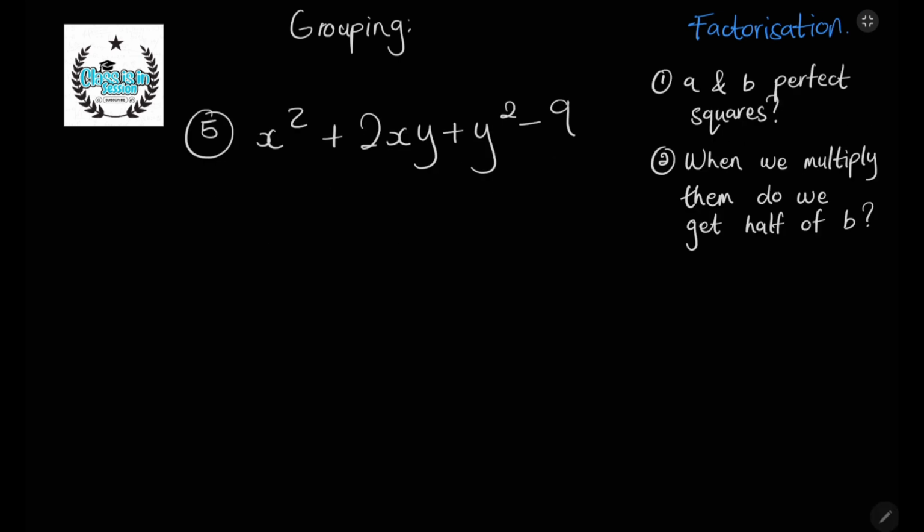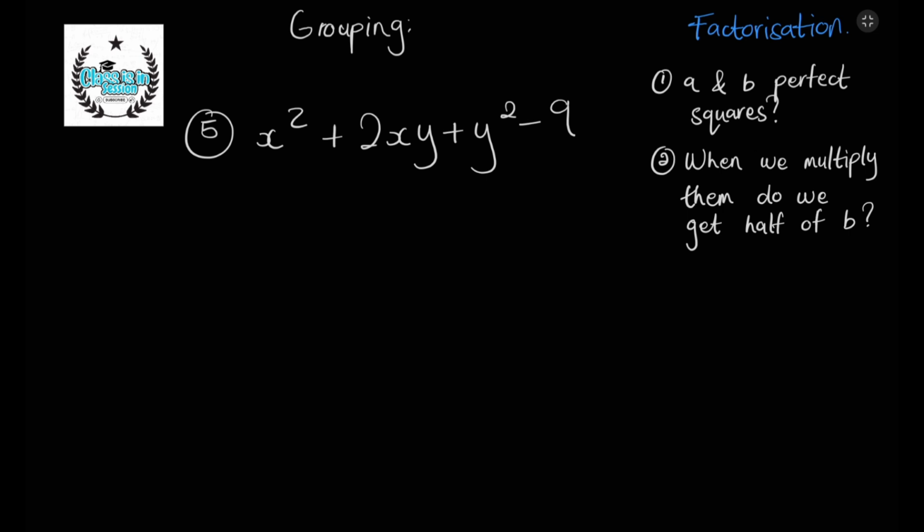Number 5, let's try x squared plus 2xy plus y squared minus 9. Guys, I chose this example to show you how tricky grouping can be. It's not as straightforward as I've done in the previous examples. There are always tricks here and there in terms of the signs, but in this case, it's a whole different thing. What can we do?